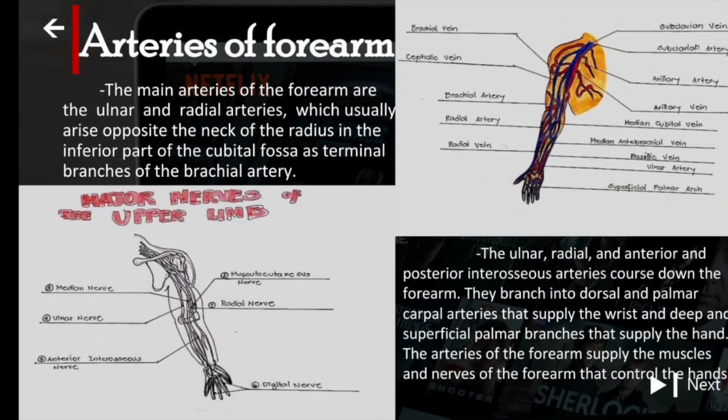As it travels down to the forearm, it will eventually pierce the interosseous membrane and anastomose with the posterior interosseous artery, which is the blood supply for the extensor compartment of the forearm.